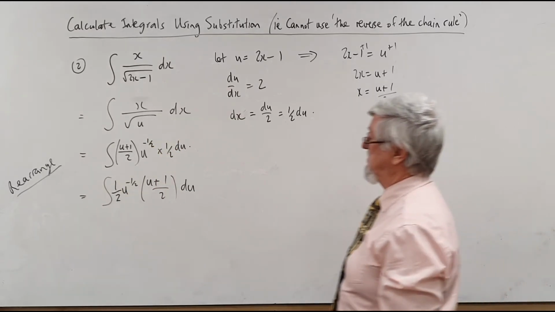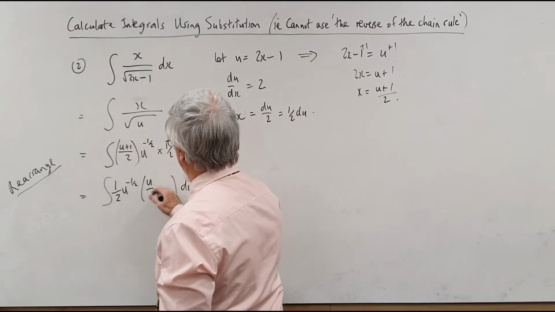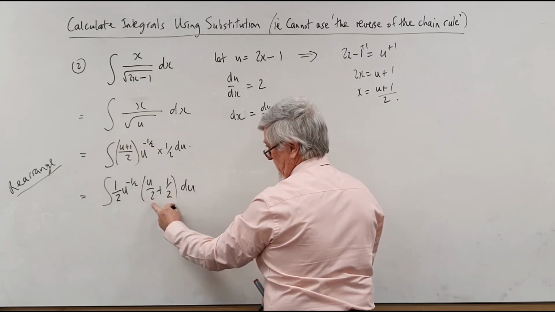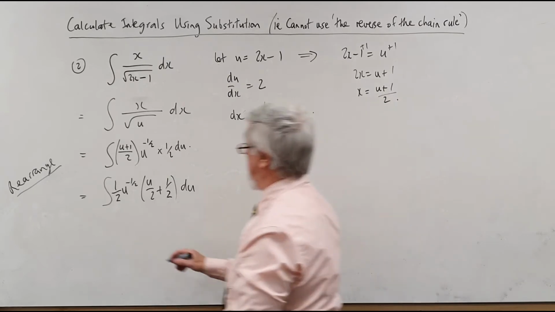So what can I do now? I'm going to write that as u on 2 plus a half. I split that into the 2, so I can go that by that, that by that. Then I'm ready to differentiate.